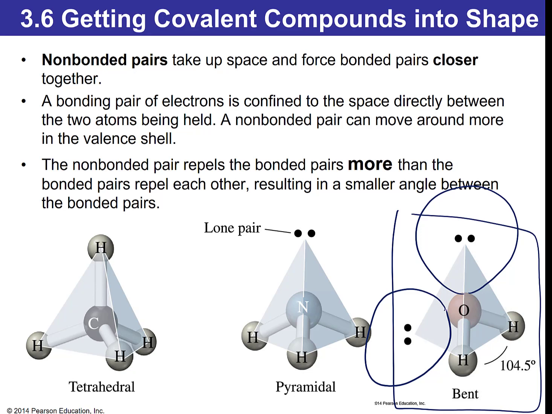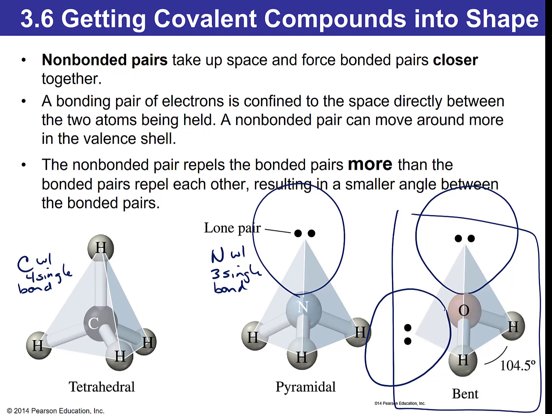So if you see carbon with 4 single bonds, it's always tetrahedral. When you see nitrogen with 4 single bonds, or nitrogen with 3 single bonds, it's always going to be a pyramid shape because those non-bonding electrons up here take up more room than the bonding electrons do.